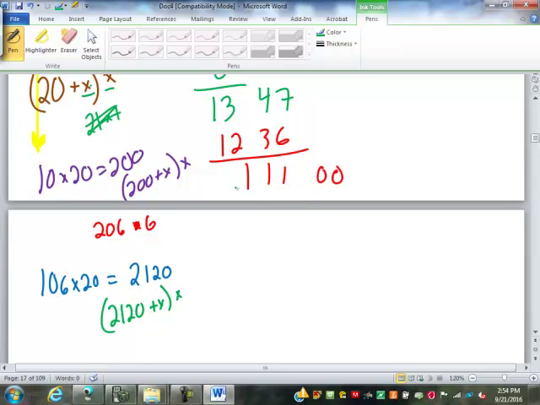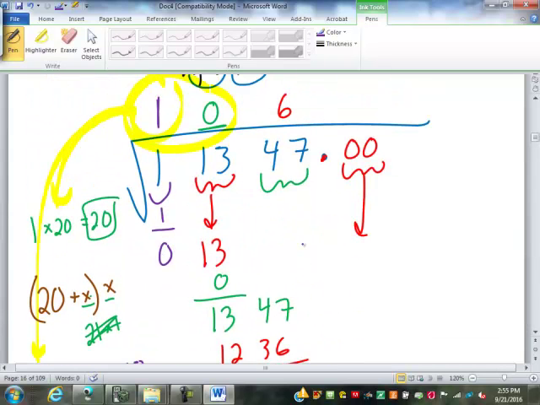I have to go into 11,100. Let's try 5. If it was 5, that'd be 2,125 times 5, which is going to give me, what, 10,625? Which will go in there. So 5 is going to work. Now I'm going to stop there. Right now I'm at 106.5.